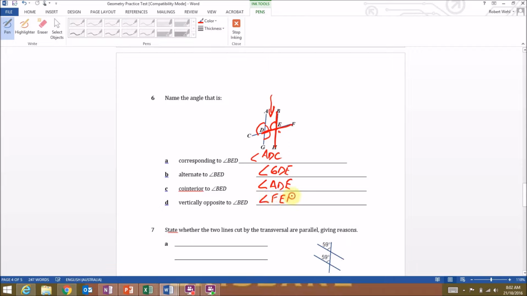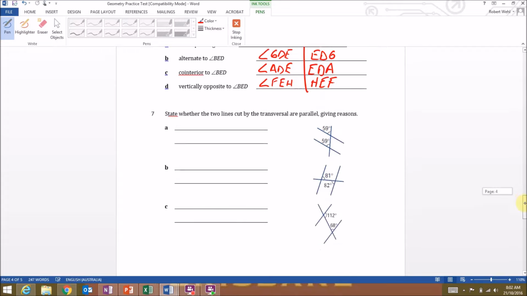Now obviously with any of these, if you got it the other way around, that would have been fine too. Okay, they're all still correct. State whether the two lines are cut by the transversal or parallel, giving reasons. These two are definitely parallel because they are corresponding. Okay, and what you should be writing here is that it is corresponding.